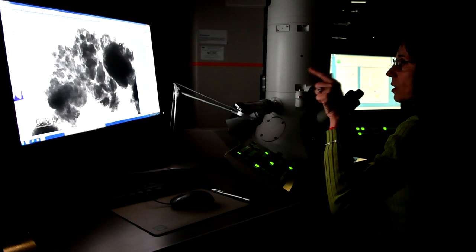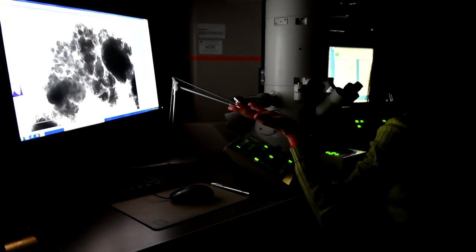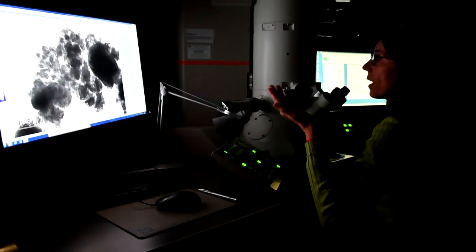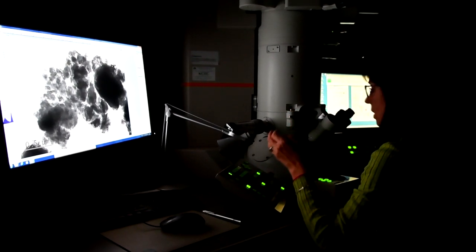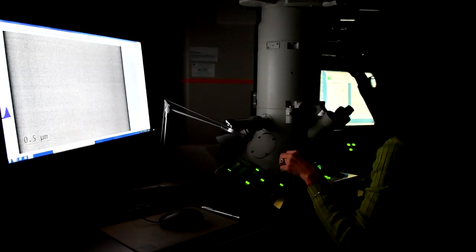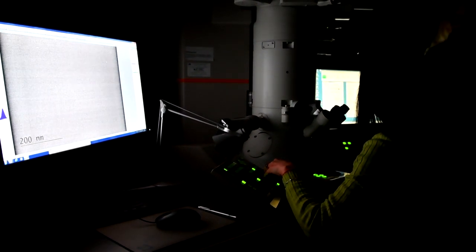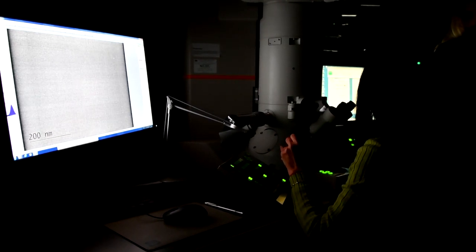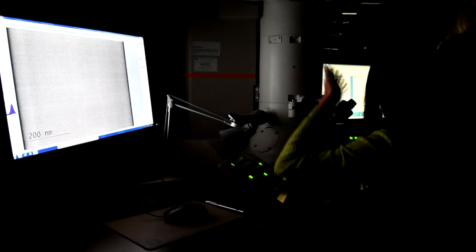So you see the transmission mode, you see the image of the particles by transmitted electrons. But we can go to diffraction mode. Here I will receive crystallographic information, so we can measure the interplanar distances of the lattices of the crystalline materials that are in the samples.